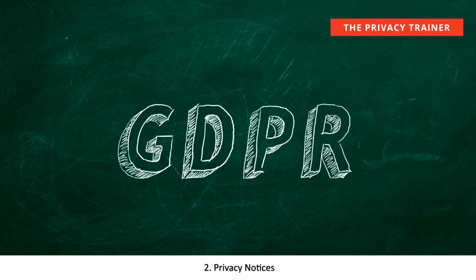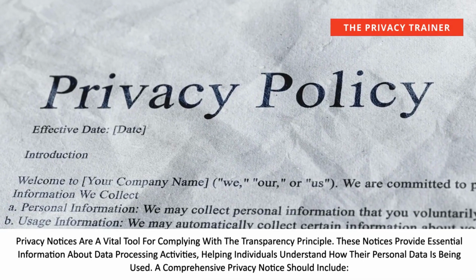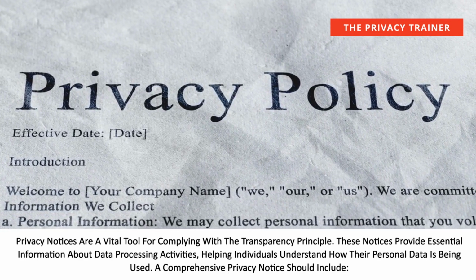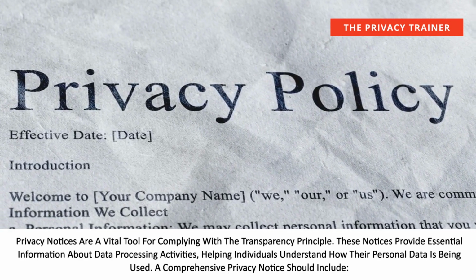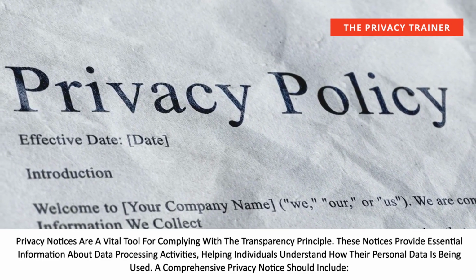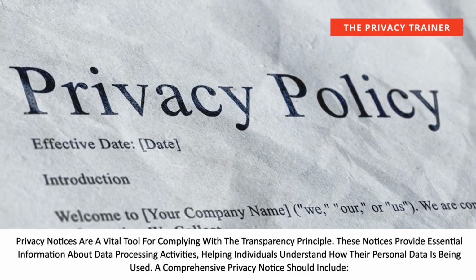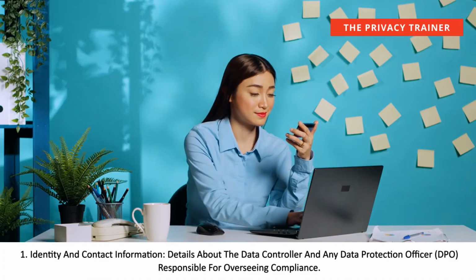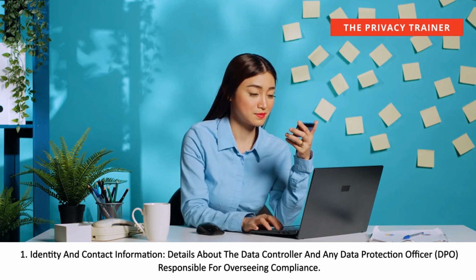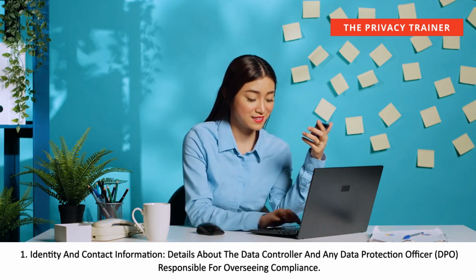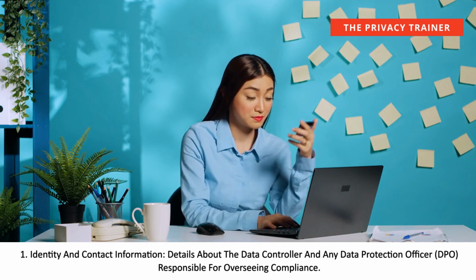2. Privacy notices. Privacy notices are a vital tool for complying with the transparency principle. These notices provide essential information about data processing activities, helping individuals understand how their personal data is being used. A comprehensive privacy notice should include: 1. Identity and contact information, details about the data controller and any data protection officer, DPO, responsible for overseeing compliance.